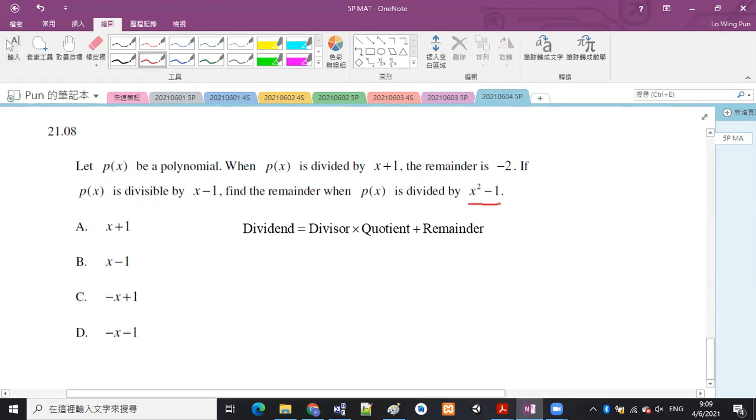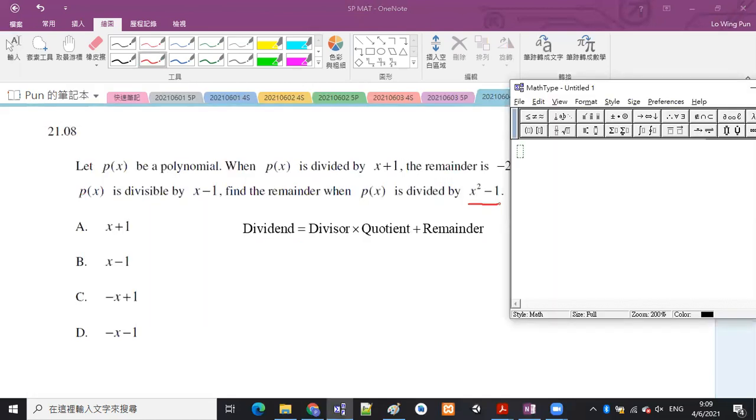This divisor has a square term. So we introduce some other techniques here. Okay, like this. This is the divisor, and then the dividend is the original function px. Let's write together. Dividend, that is px, is equal to the divisor x squared minus 1 times quotient.